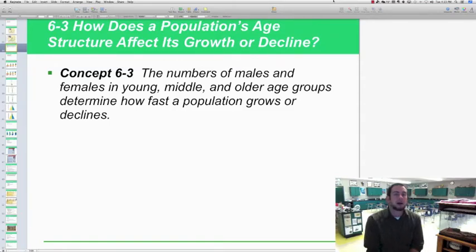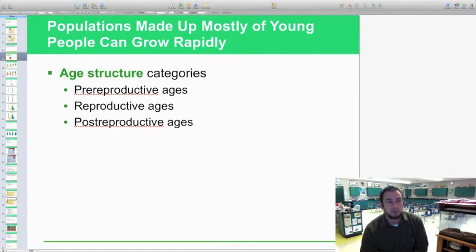We're looking at how a population's age structure affects its growth or decline. So we're looking at age structure. By this, we're looking at the age groups within a single population and predicting either growth or decline, depending on how many individuals are in those different age groups. That's what we're going to look at in 6.3.